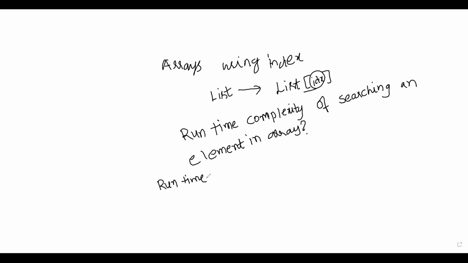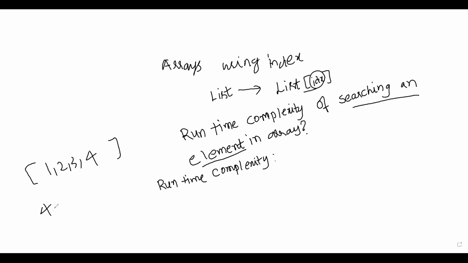O of n, Raj, O of 1. So how is it O of 1? Searching an element in an array. No, you don't know the index, right? Let's say you have an array with elements 1, 2, 3, 4. I need to know if 4 is present in the array or not. What is the runtime complexity? I don't know the index of 4.